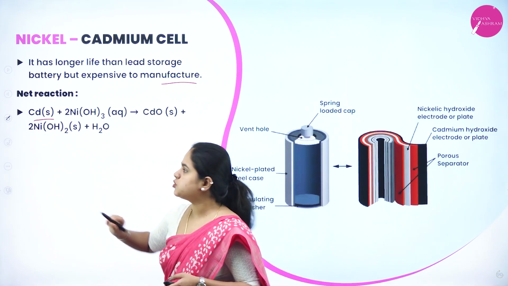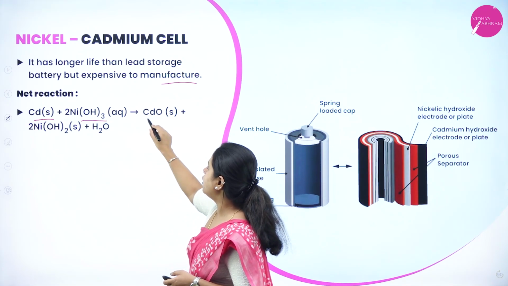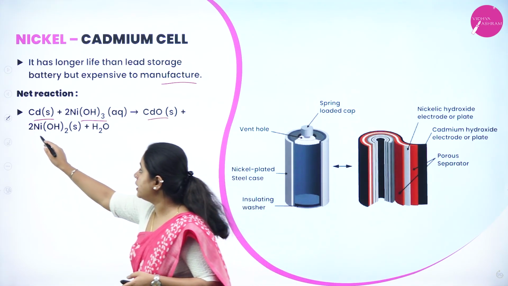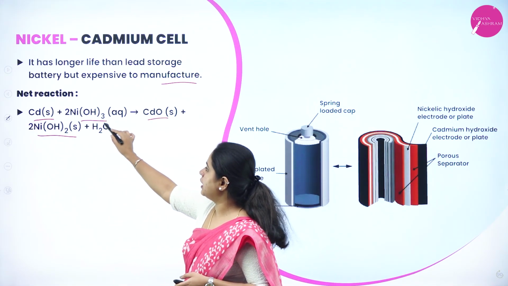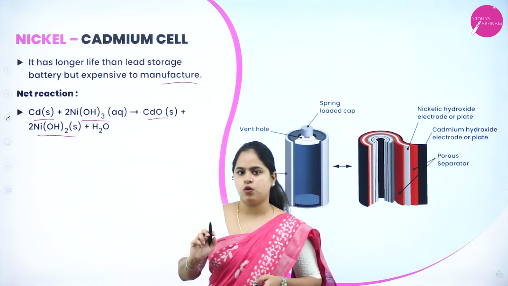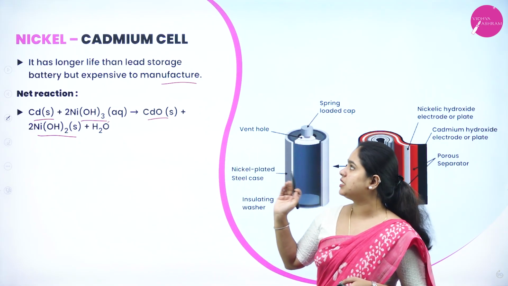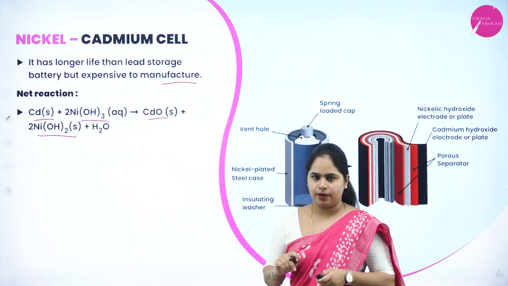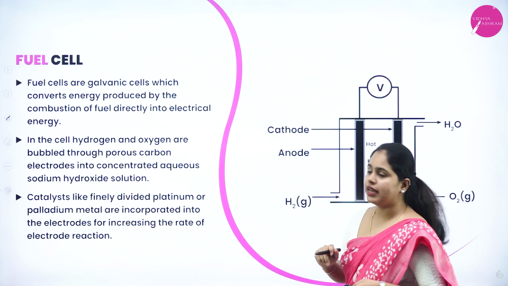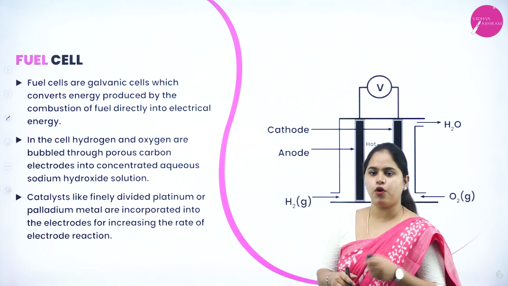So let's see the reaction that is taking place here. Cadmium reacts with 2 Ni(OH)3 and forms cadmium oxide and Ni(OH)2. It is 3 here, 2 here, and forms water. So this is the reaction which is taking place in the nickel cadmium cell. Right, now moving on to the next one, that is the fuel cell, which is an important part.